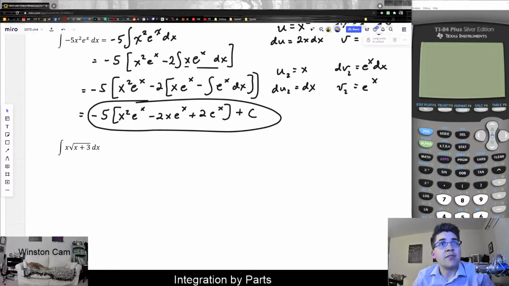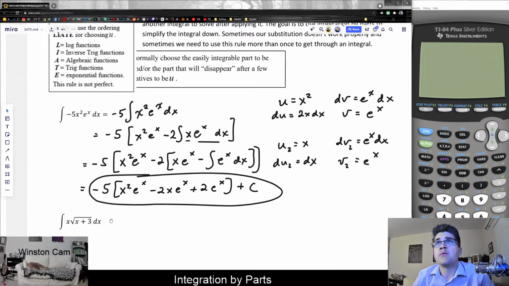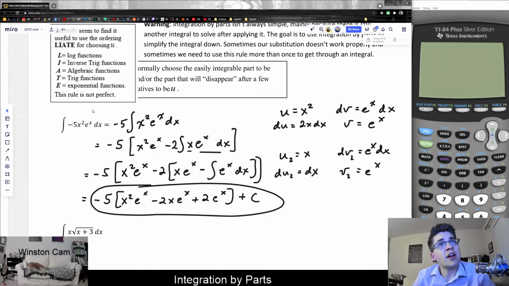Let's do another example of integration by parts. Now, in this example, we have the antiderivative of x times the square root of x plus 3 with respect to x. And if we're trying to follow the LIATE guideline for how to choose u, here they're both algebraic. So the question could be, well, which one do I pick? And of course, you could try both and see which one seems to come out easier.